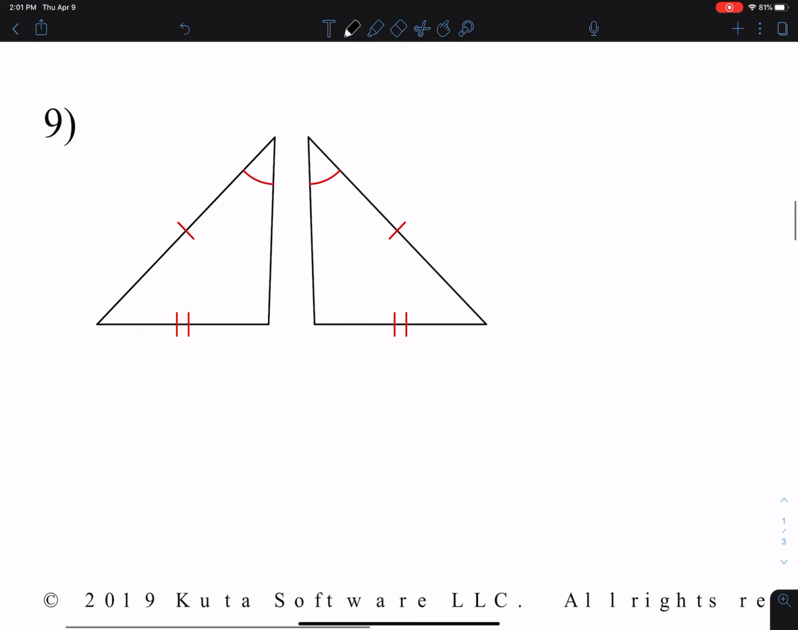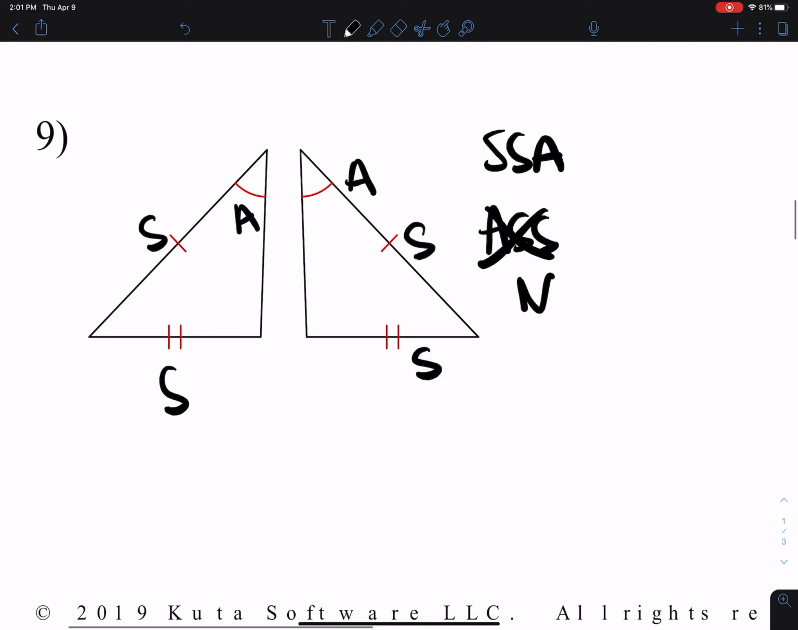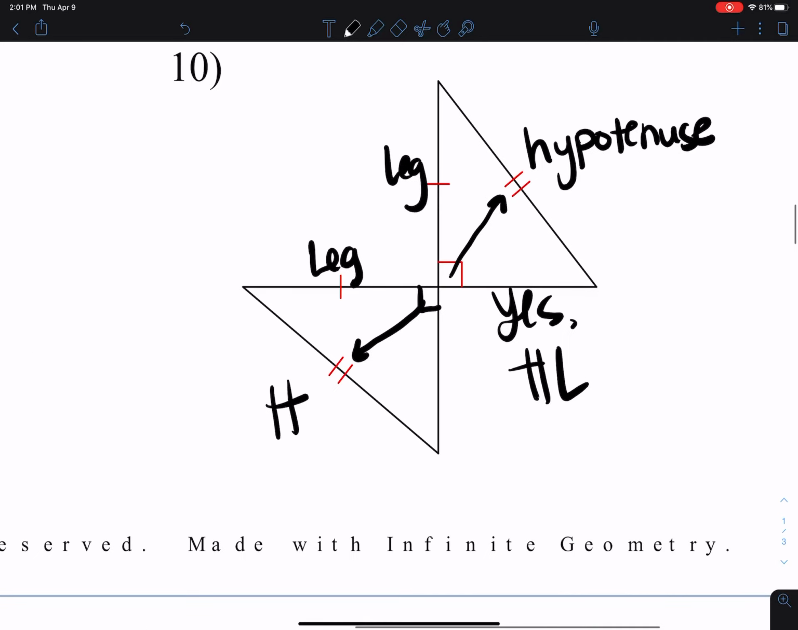Okay, now this one we have an angle, a side, and a side. Angle, side, side. So this one is SSA. And a way to remember this is if you spell it the other way, it spells a square word, so that does not work for triangle congruency. So we're gonna put no. And then this one we already said was hypotenuse leg.